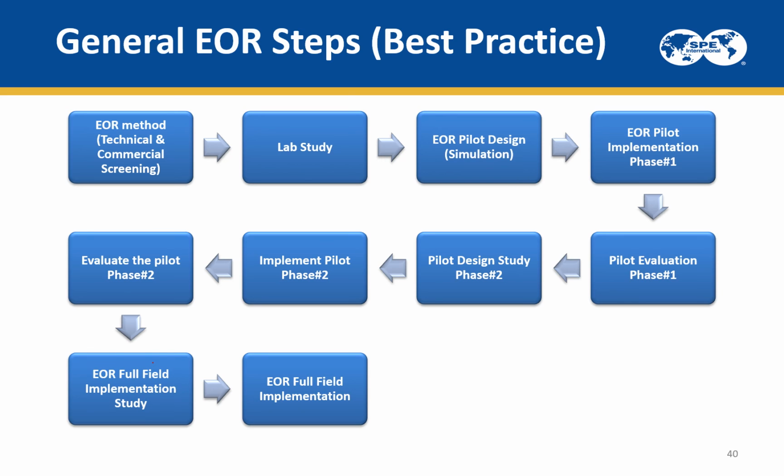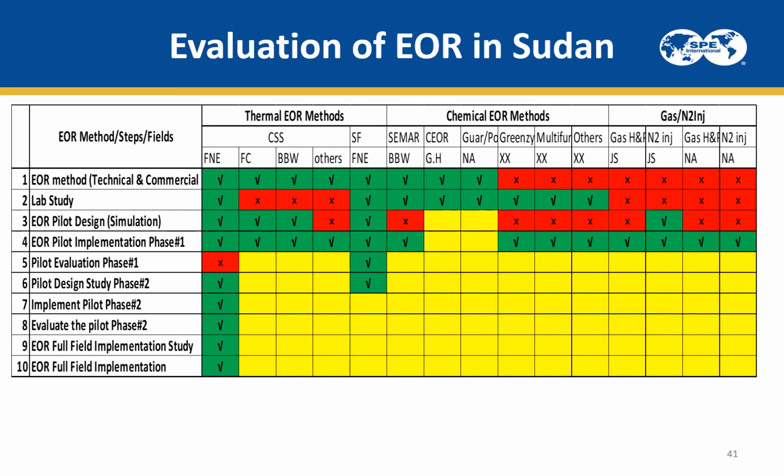These steps are very important, and based on these steps, we did some evaluation for the Sudan, and one of the challenges in Sudan is that these steps are not followed. This is very important in Sudan. We can notice from this table the fields, and the EOR method that has been implemented in Sudan. We can notice most of the Sudanese oil fields don't follow these steps. Some of these fields follow all the steps, and accordingly there is a good indicator and good result, especially FNE and Fula Center, and maybe also Bamboo.